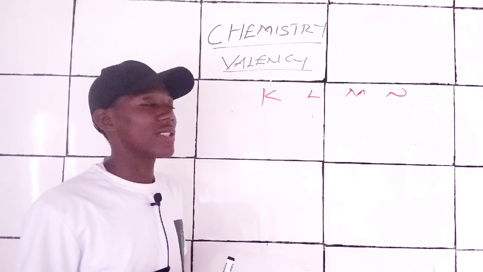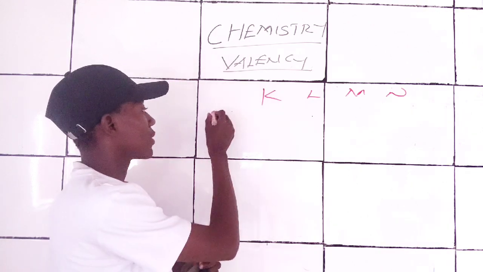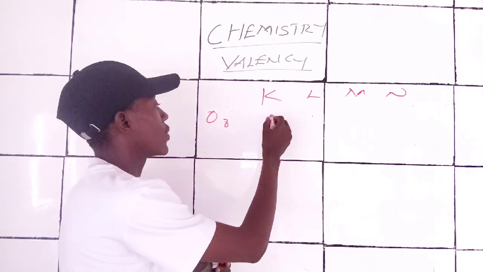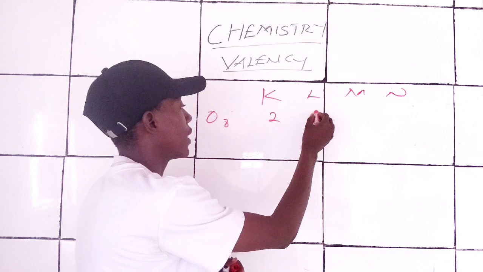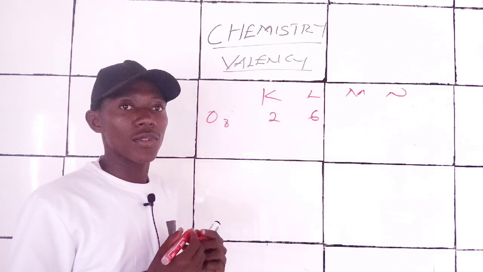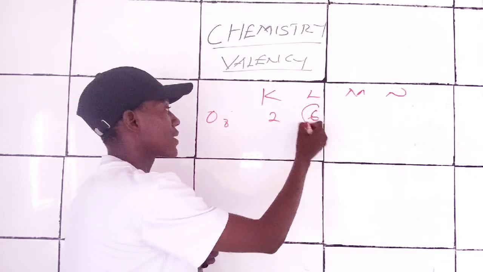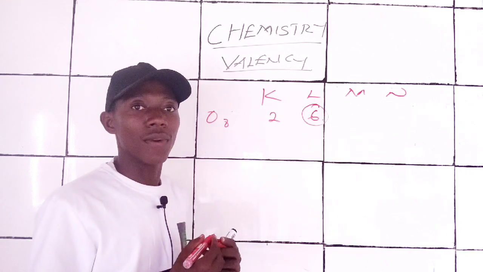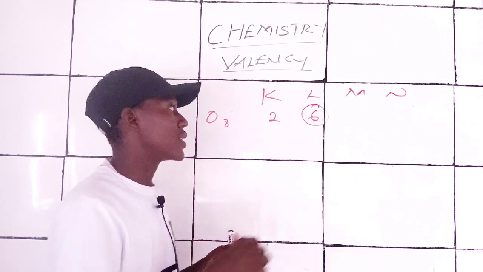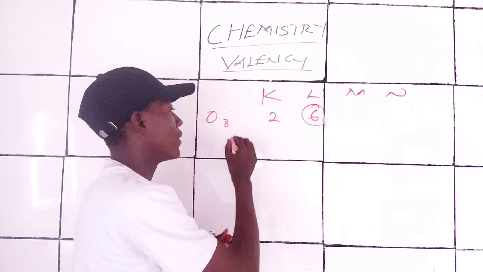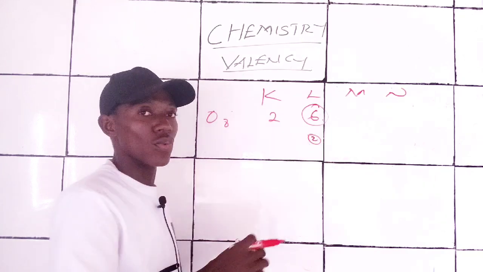Now, what is the valency of oxygen? I know oxygen is number 8 in the periodic table, so I'm going to say 2 for K shell and then 6. So I have 2, 6, and since 6 now is the valence electron, it is more than 4. I'm going to check how many is left for it to be 8. 2 is left for it to be 8, so the valency of oxygen is 2.